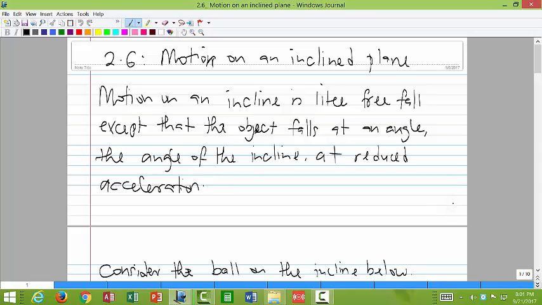In this lecture, we're looking at motion on an inclined plane. The motion on an inclined plane is a lot like free fall, except that the object falls along a ramp at an angle. So this motion basically reduces the free fall acceleration to a component of acceleration along the ramp.